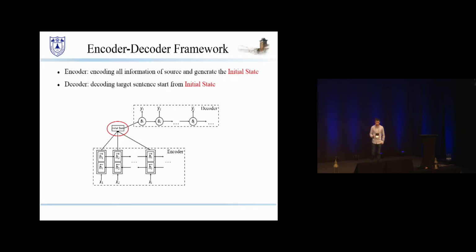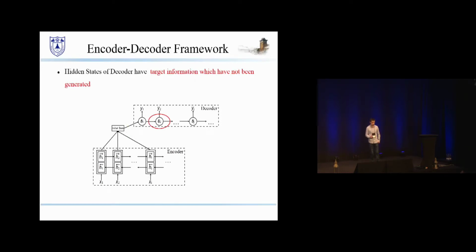So intuitively, we think the initial state should contain all information from the encoder because it's the first state for the decoder, which decides the whole translation process. Similar to this, after the initial state, the hidden states of the decoder control the translation process. We think each hidden state should contain all untranslated information, because each hidden state could be seen as the initial state for the rest of the target sentence.